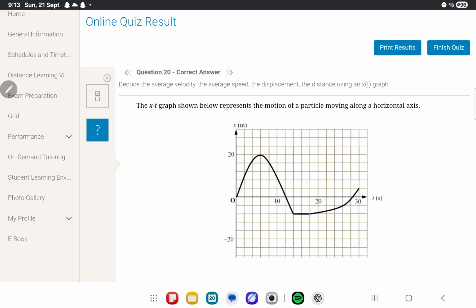Okay, now the speed tells you a different story. So you started off here, you're ending here. So you traveled 20 meters here, you traveled 20 meters here, you traveled 8 meters here. So 48 over 14, this is your speed.